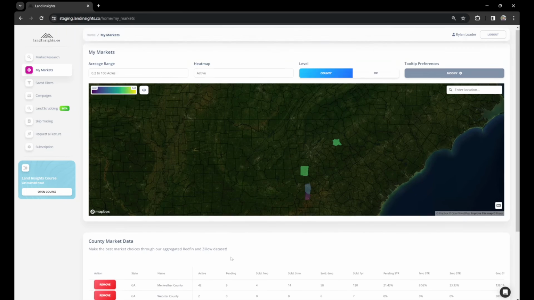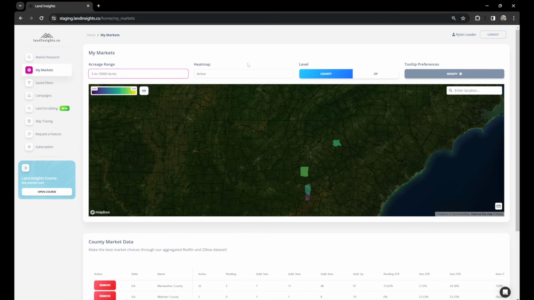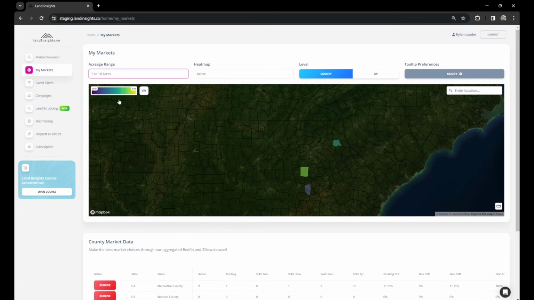Let's look at 5 to 10,000 acres again. Let's actually look at Genie. Let's see which one's more homogeneous. So when we're looking at Genie, we want to go to a smaller acreage range because the bigger the data set, the less Genie makes sense. But if you're on smaller acreage ranges, Genie makes more sense. So we're on 5 to 10 acres.